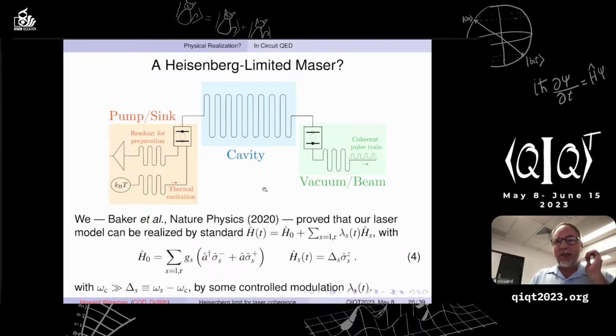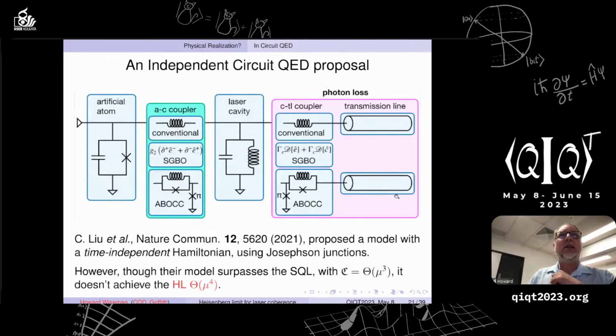So as I said, we very much did that as an in principle proof that it could be done, and then it turned out to be done independently and published a year after our paper. There was this group in the US who also were thinking about whether you can go beyond the Schawlow-Townes limit in some sort of superconducting circuit QED system, and they came up with a completely different proposal, which surpassed the standard quantum limit. But it did not actually achieve the Heisenberg limit, because when they did their work, they weren't even aware that we had proven that there was actually a Heisenberg limit.